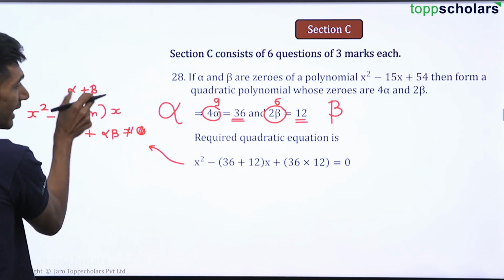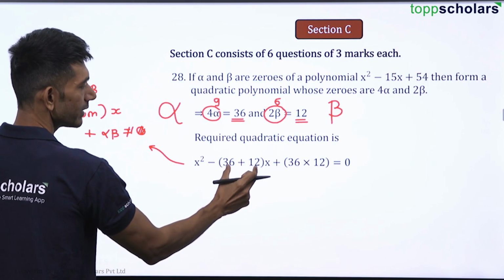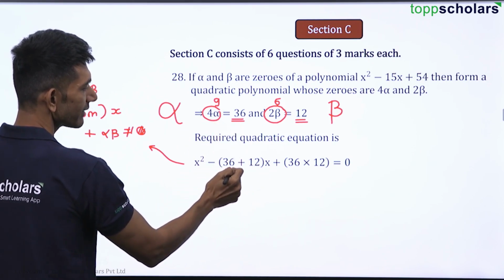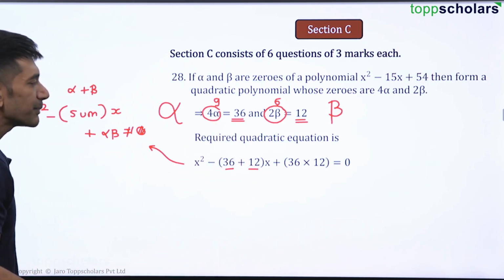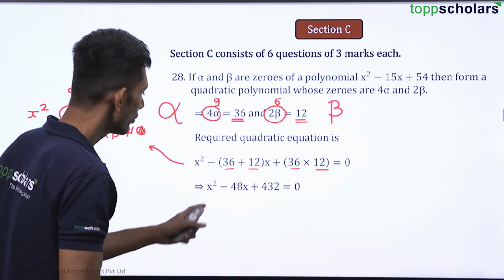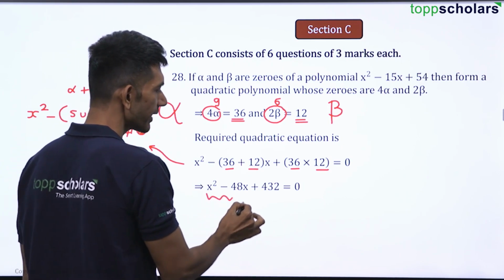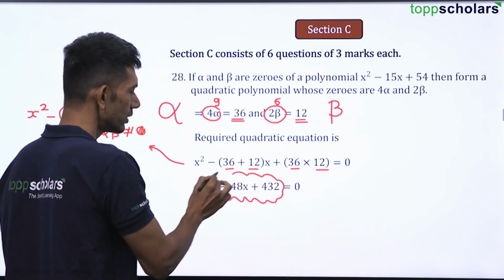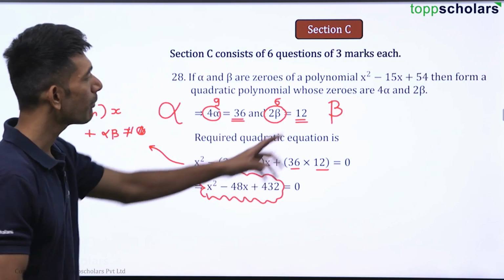But alpha and beta are nothing but 4 alpha and 2 beta here. So see, we are putting 36 as alpha, we are putting 12 as beta, and then solve it further. That is easy. So x square minus 48x plus 432. This is the required quadratic polynomial.